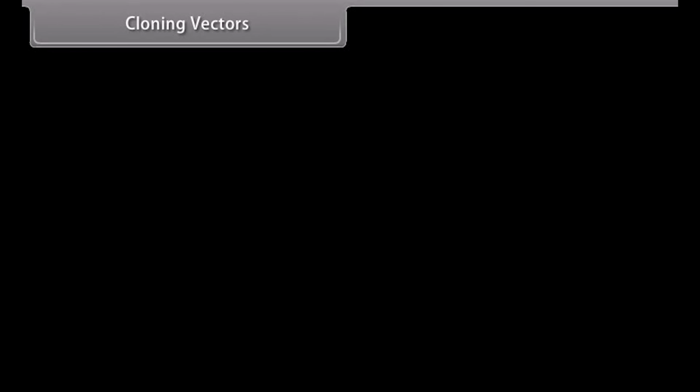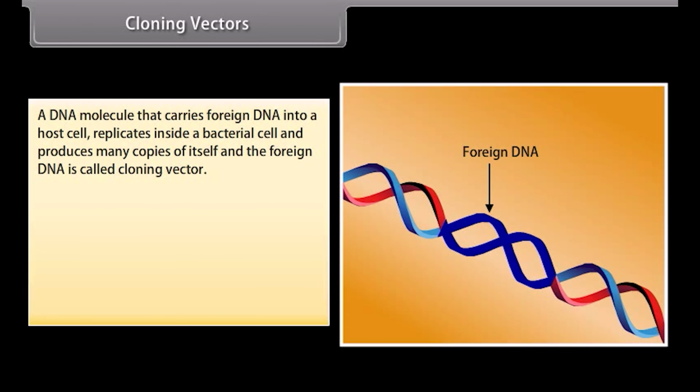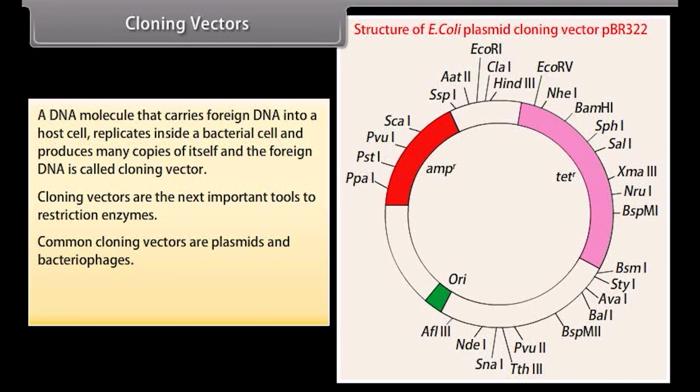Cloning vectors. A DNA molecule that carries foreign DNA into a host cell, replicates inside a bacterial cell and produces many copies of itself and the foreign DNA is called a cloning vector. Cloning vectors are the next important tools to restriction enzymes. Common cloning vectors are plasmids and bacteriophages. The following features are required to facilitate cloning into a vector.